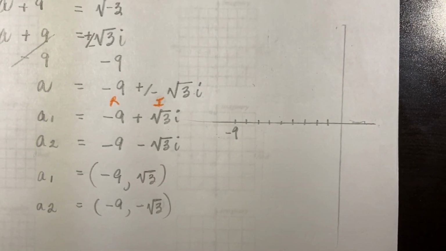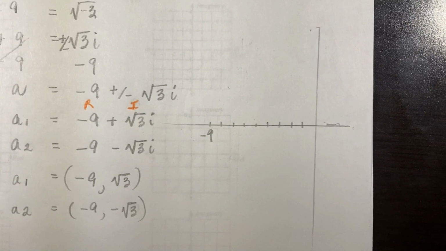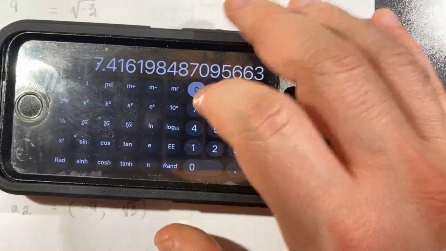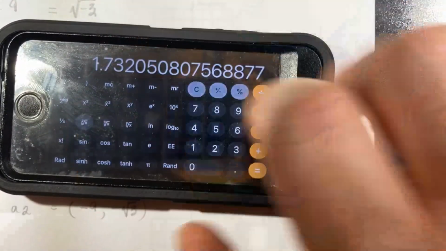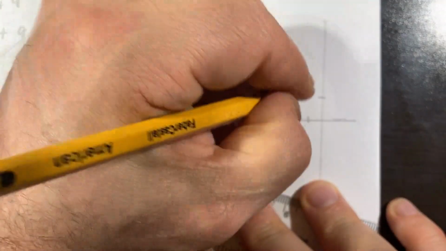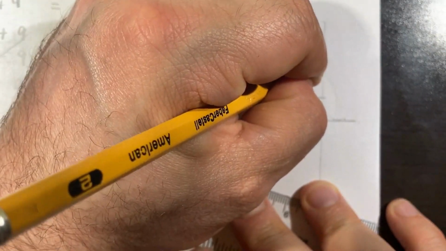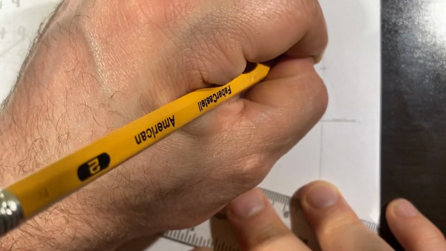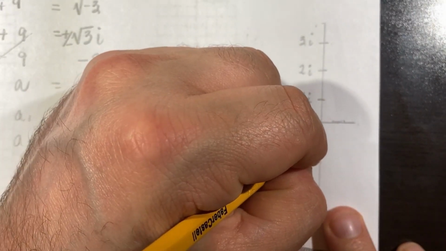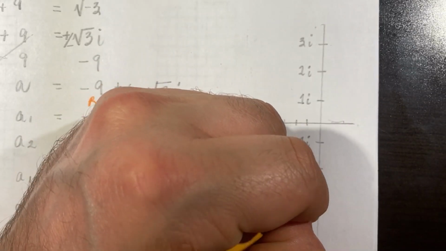You know how we could do this in a clever way? Well, I don't want to be clever. I just want to find out what the square root of 3 is, if it's okay with everybody. Let's just take 3 and then take the square root. 1.732. Should have had that memorized. And so here is 1i. Here is 2i. Here is 3i. And it goes in the negative. Here is negative 1i, negative 2i, negative 3i.